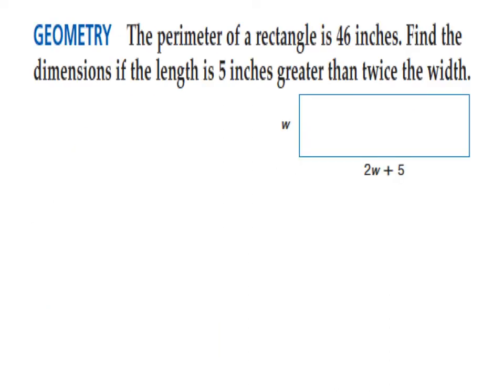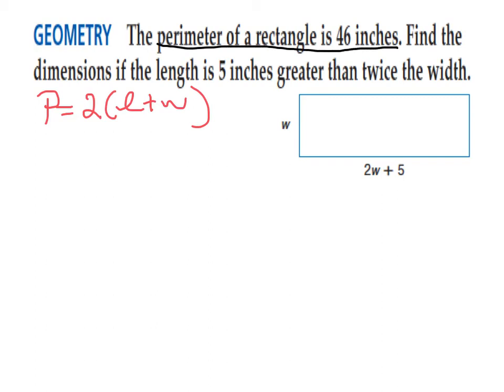Geometry. So this problem says the perimeter of a rectangle is 46 inches. Find the dimensions if the length is 5 inches greater than twice the width. If you remember, the perimeter has several different types of equations, but this is the basic: P is equal to 2 times the quantity of L plus W. In our problem, we know that the perimeter is 46 inches. So I'm going to go ahead and replace the P, which represents perimeter, with 46.